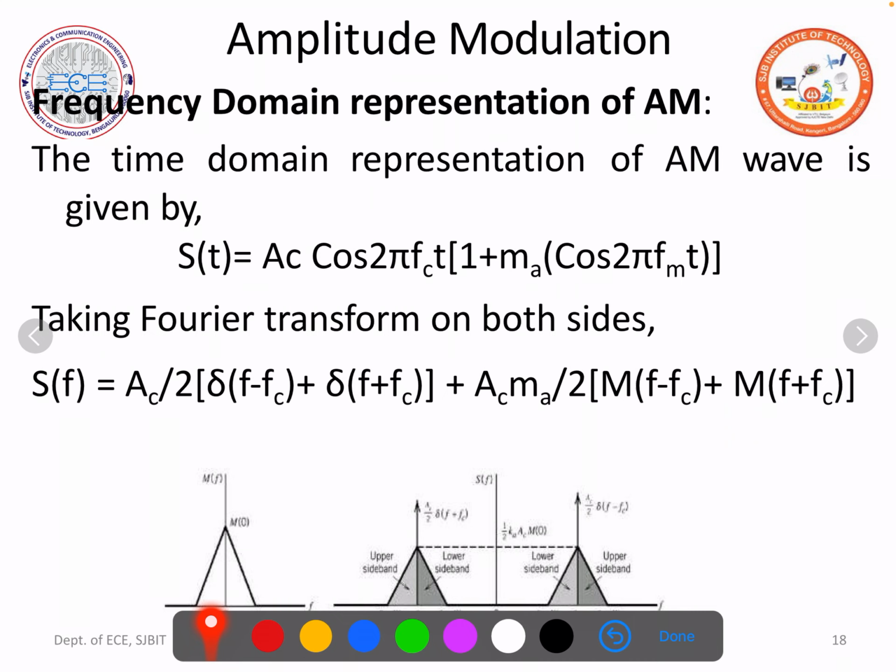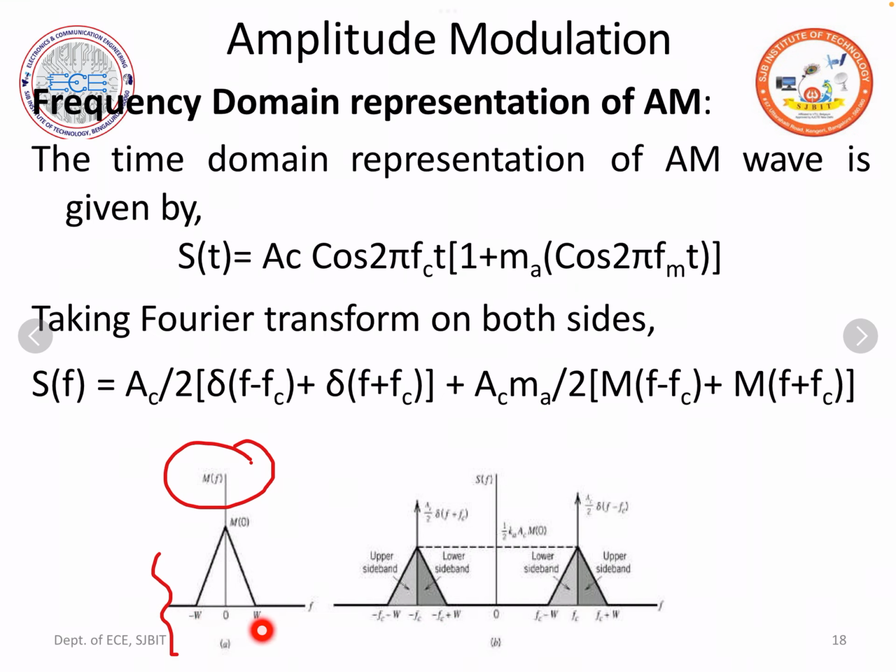So suppose you take the message signal M of f of this shape, which is distributed between minus W and plus W, that is the bandwidth 2W. So its representation of S of f, after taking the Fourier transform, you will get S of f.